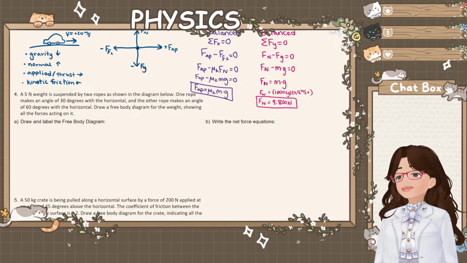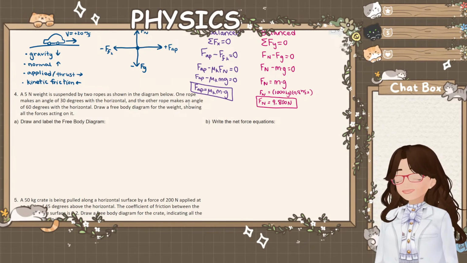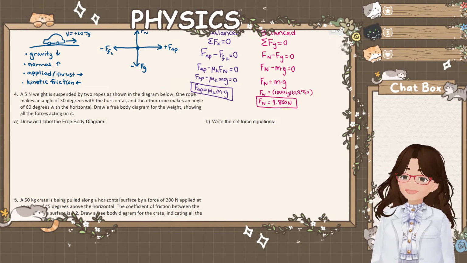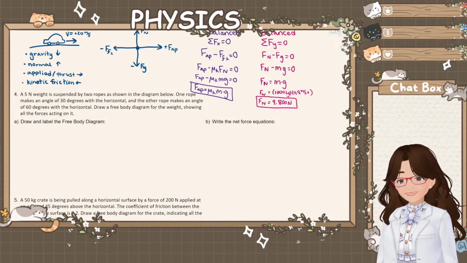Okay, so a 5 Newton weight is suspended by 2 ropes as shown in the diagram below. Yeah, we're going to make the diagram. One rope makes an angle of 30 degrees with the horizontal, and the other rope makes an angle of 60 degrees with the horizontal. Draw a free body diagram for the weight, showing all the forces acting on it.